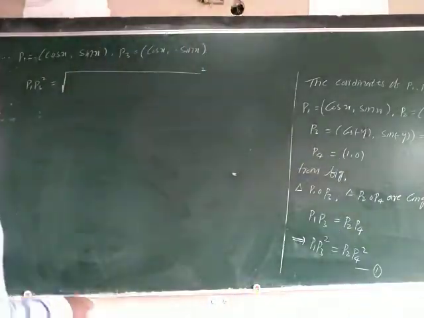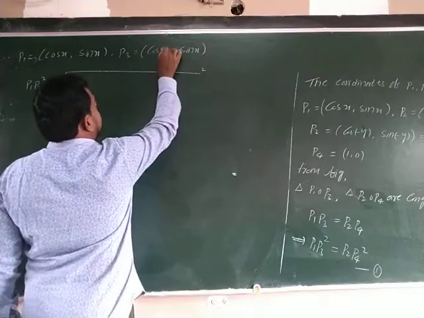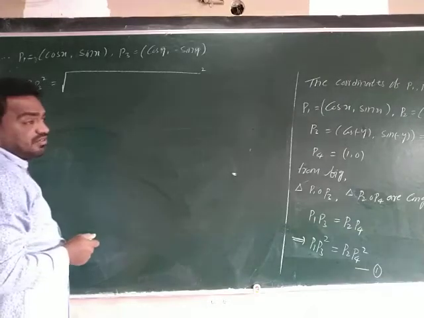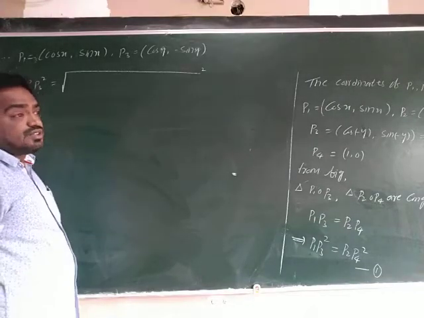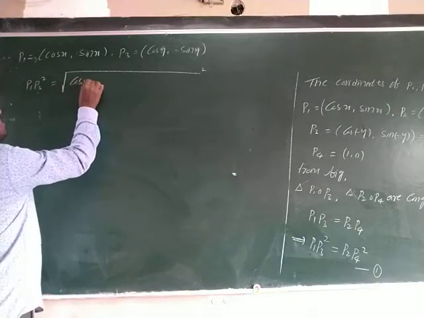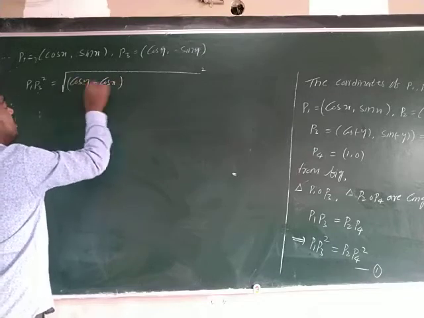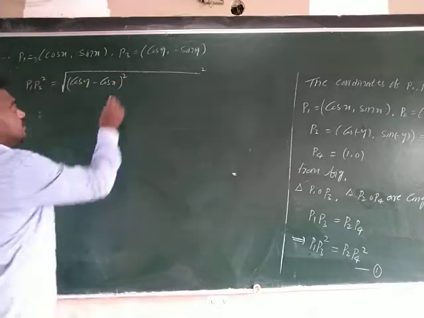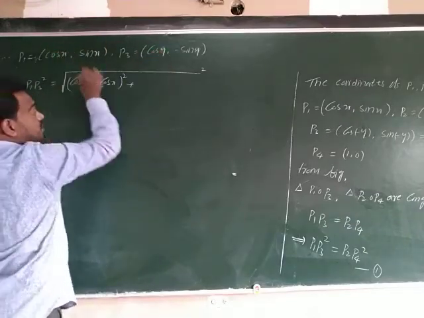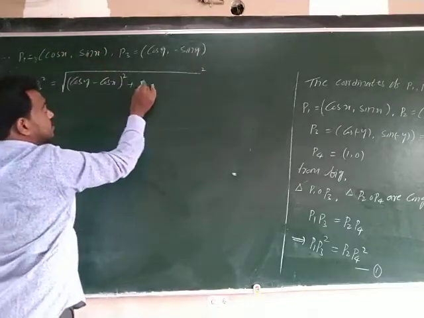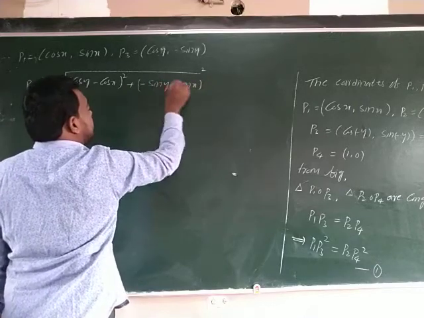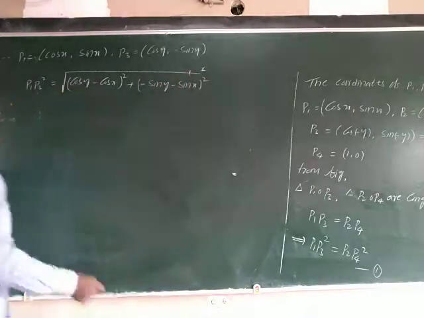Alright. Now use the distance formula. What is the formula? The distance between the two points is equal to square root of x2 minus x1 whole square plus y2 minus y1 whole square. That is cos y minus cos x whole square plus minus sin y minus sin x whole square. Okay, here the square root gets cancelled.